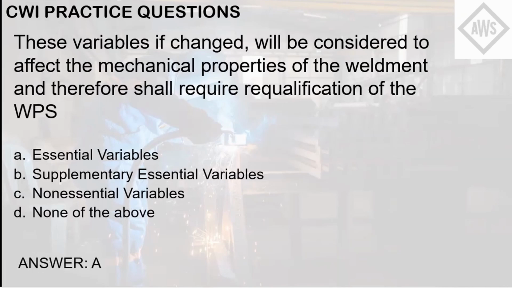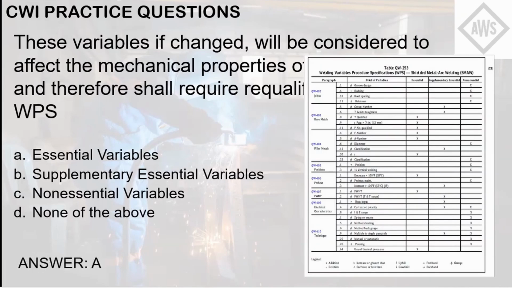So examples of these essential variables are the base metal, the filler metal, the type of preheat and post-heat, and the chemical composition of the weld metal. Some of it varies slightly according to the specific welding process that is being specified in the code or in the standard. If these variables are changed, it will require requalification of the WPS. So you will need a new PQR if you change one of the essential variables.